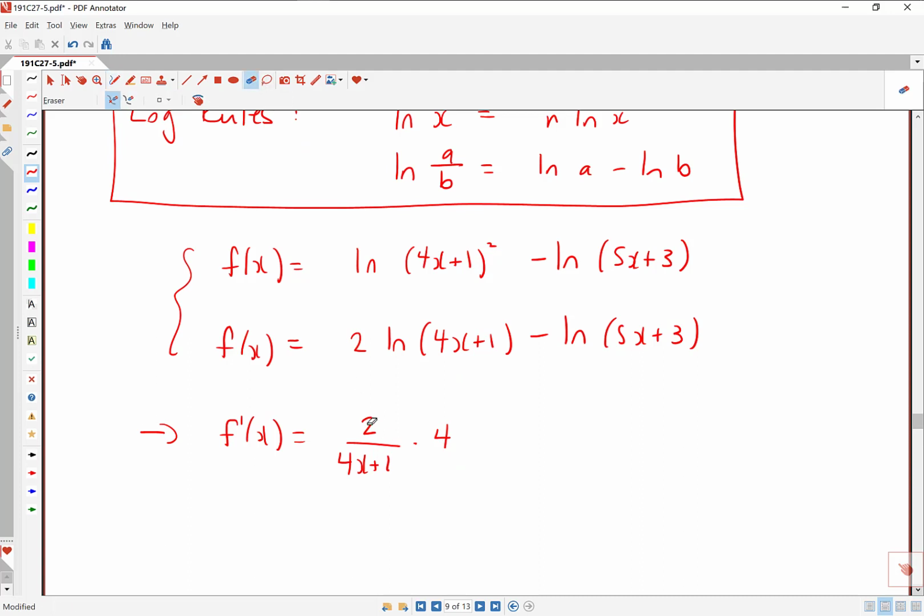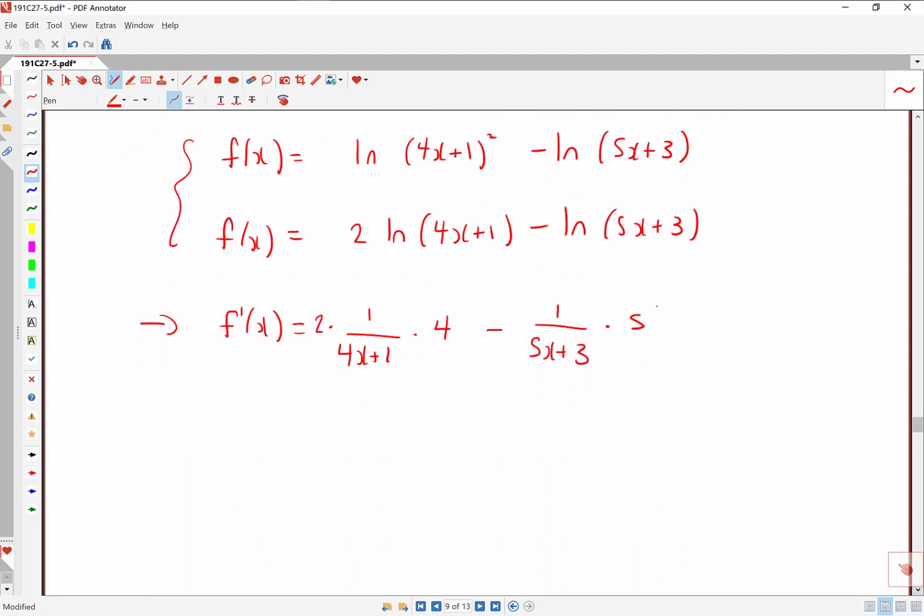It might be simpler just to break this up as 2 was just the constant that was out in front. We went 1 over our inside function times the derivative of our inside function. Okay, and then we go minus, same deal here, derivative of ln, you go 1 over your inside function. And then if your inside function is anything more complicated than just an x, you need to multiply by the derivative of that inside function. Okay, so technically we're done.